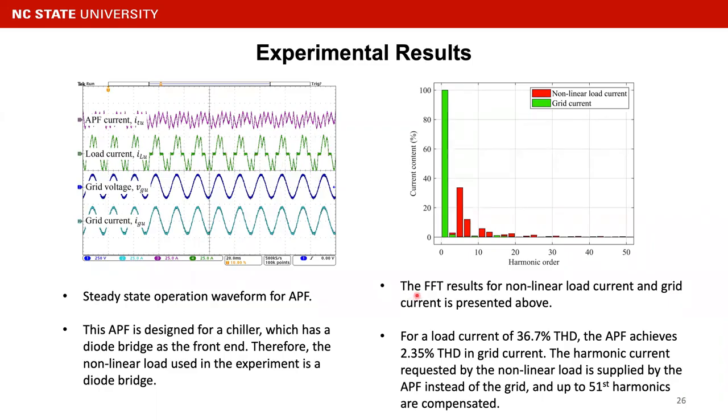On the right, we have the FFT result for the nonlinear load current and the grid current. As we can see, for a load current of 36.7% THD, the active power filter achieves 2.35% THD in grid current. The harmonic current requested by the nonlinear load is supplied by the active power filter instead of the grid. And up to the 51st order of harmonics are compensated.